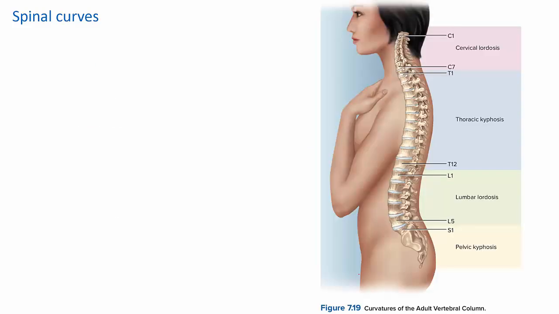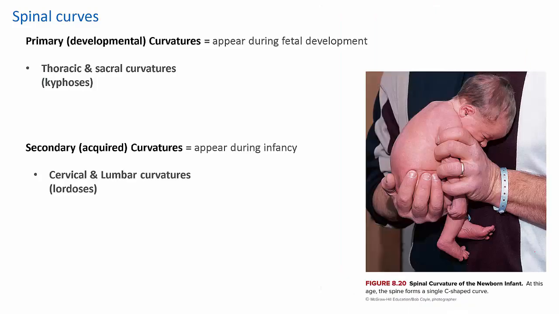So this just shows us our cervical lordosis in the cervical area, thoracic kyphosis in the thoracic area, lumbar lordosis, and pelvic kyphosis. Now, the way these curvatures are developed, we want to think about how they're actually formed and what makes the curvatures, and we can see that there's two different types. We have the primary curvatures, and then we have secondary curvatures.